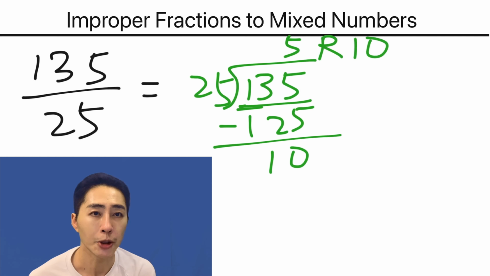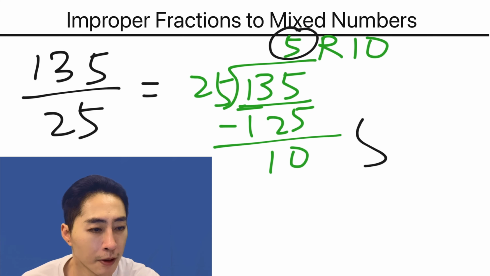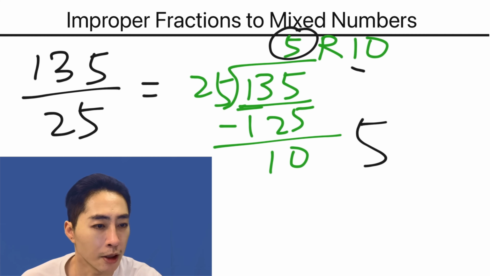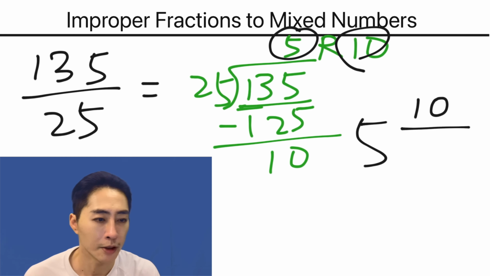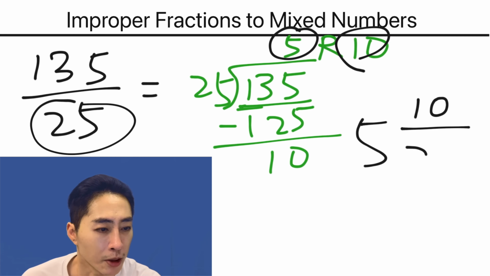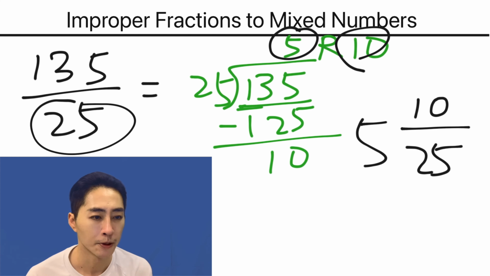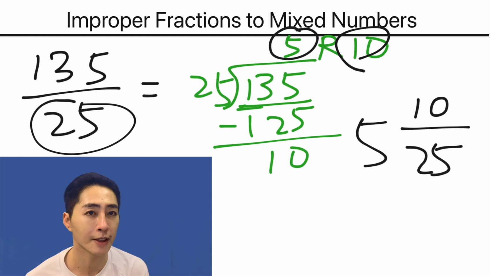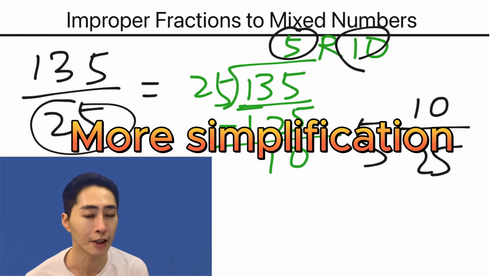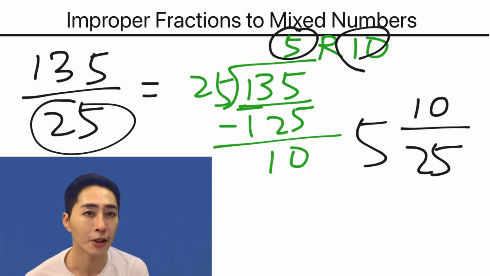And by now, you should know how to write a mixed number answer for this. We would take the 5, and then the remainder, place in the numerator, and the denominator here. 5 and 10 over 25. Now wait, do you see any problem with this? If you said there's further simplification for this, then you're right. 10 over 25 can be further simplified.